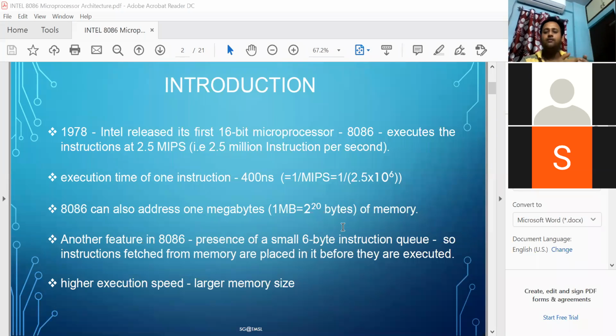So fetching is continuous and execution is going on. That is called pipelining. Because of this pipelining, the instruction execution is very fast. So that's why it has higher execution speed and a larger memory size. The power supply requirement to operate this microprocessor is a 5-volt power supply.